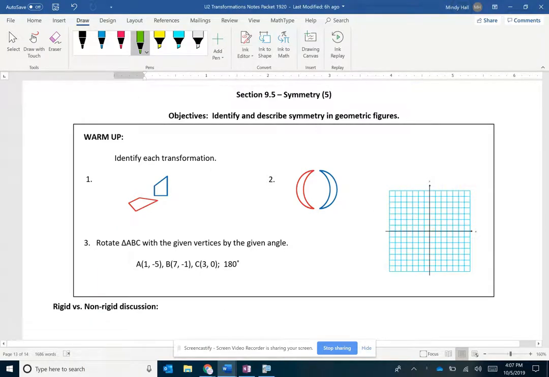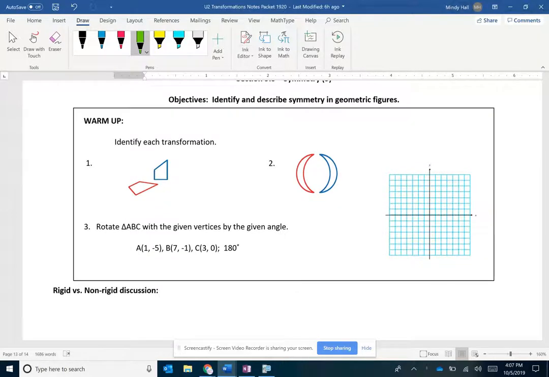This is the last section in Unit 2 for geometry, which covers symmetry. So we're going to start with a quick little warm-up on reviewing stuff that we've already done.